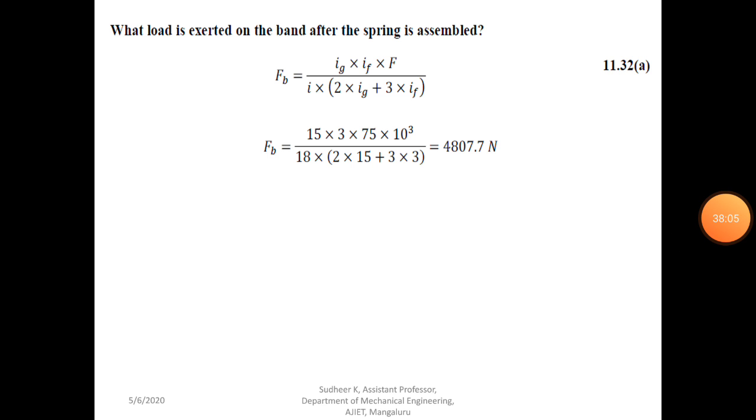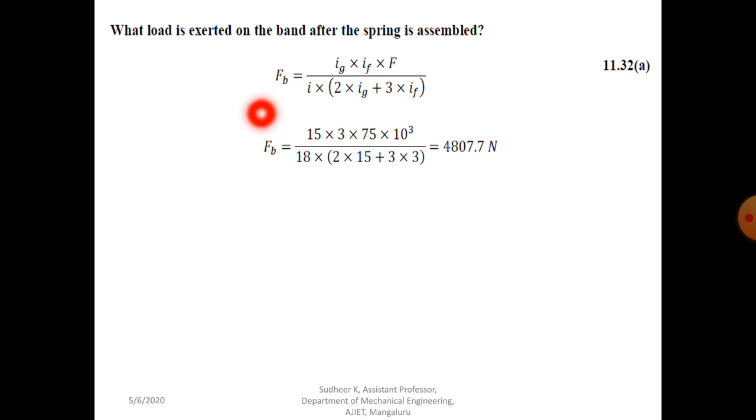Now the third question, what load is exerted on the band after the spring is assembled? So once you assemble with the help of the center clip, what is the load exerted on the band? That we have to find out with the help of equation number 11.32b. It's not 32a, it is 11.32b. So FB is nothing but the load on the clipboards to close the initial gap. In order to close that, whatever the gap is nothing but nipping.